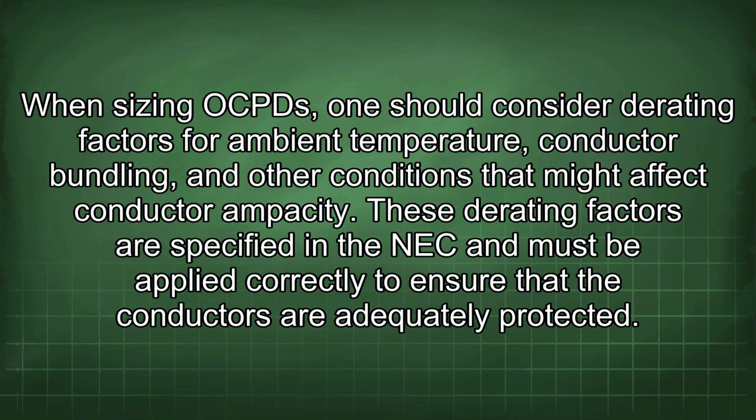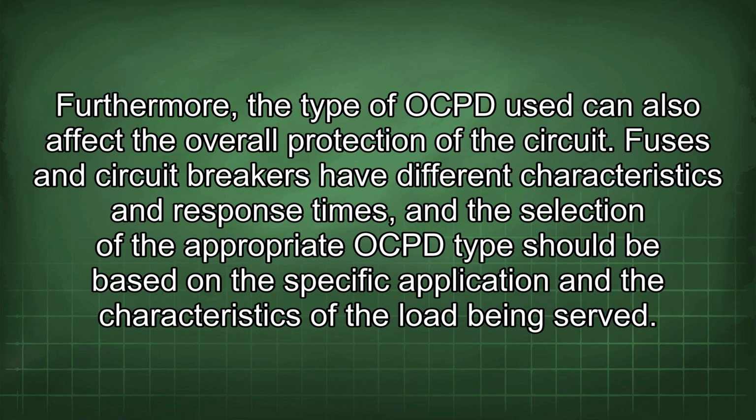When sizing OCPTs, one should consider derating factors for ambient temperature, conductor bundling, and other conditions that might affect conductor ampacity. These derating factors are specified in the NEC and must be applied correctly to ensure that the conductors are adequately protected. Furthermore, the type of OCPT used can also affect the overall protection of the circuit. Fuses and circuit breakers have different characteristics and response times, and the selection of the appropriate OCPT type should be based on the specific application and the characteristics of the load being served.